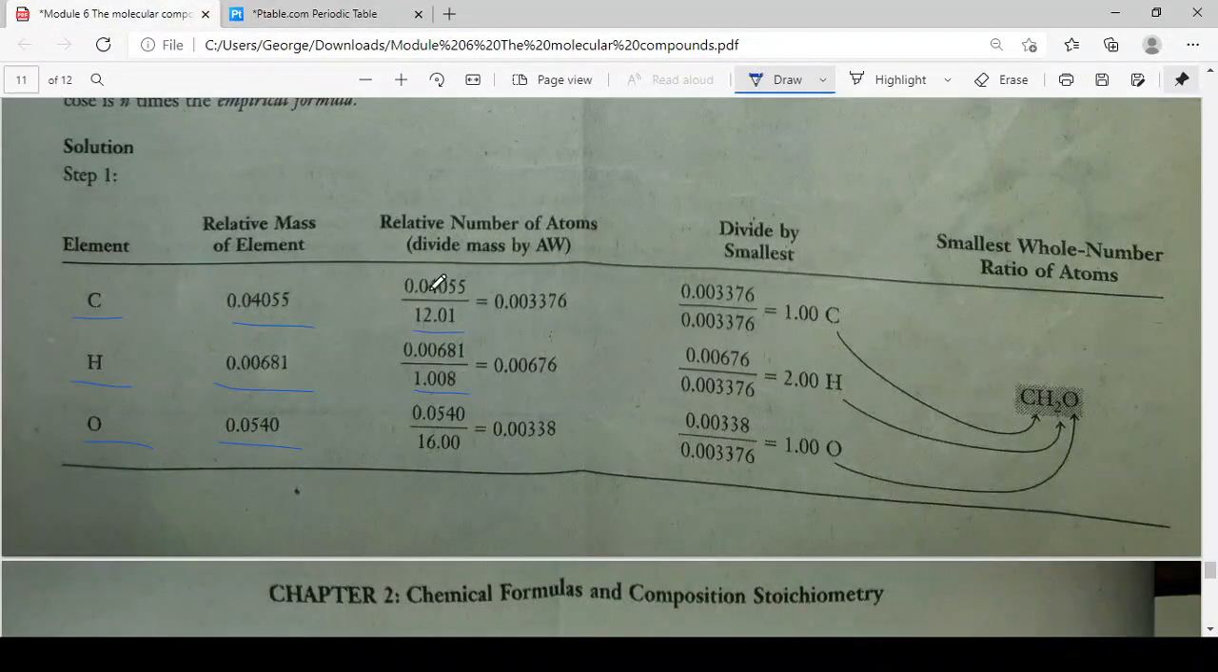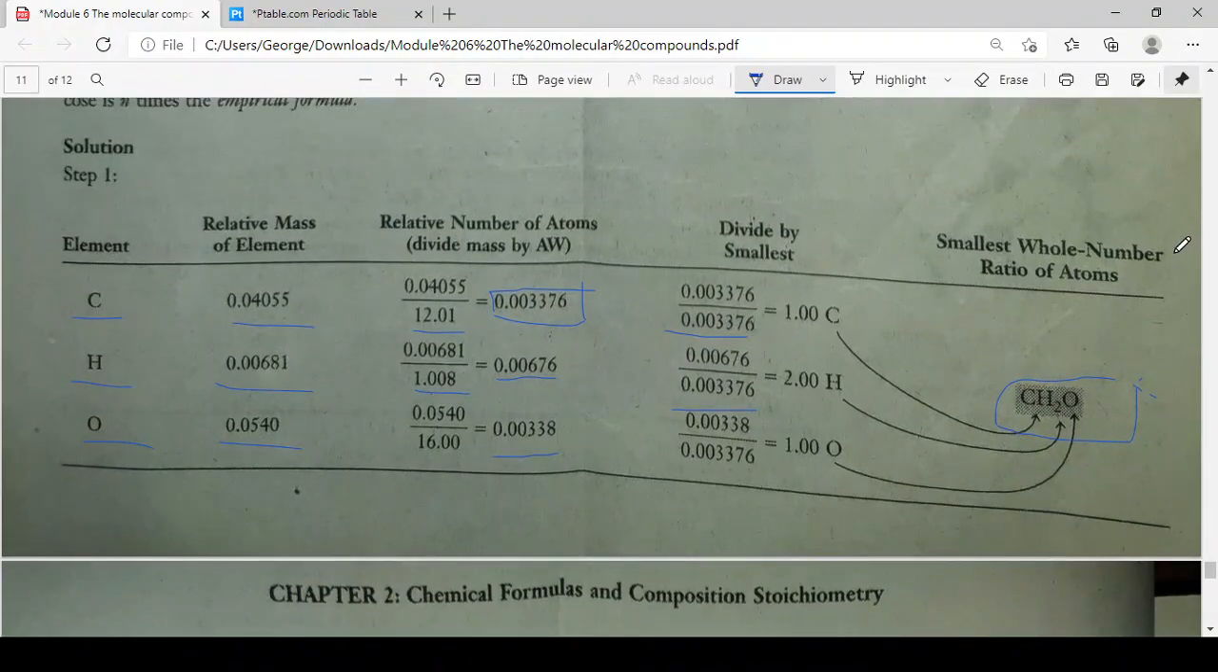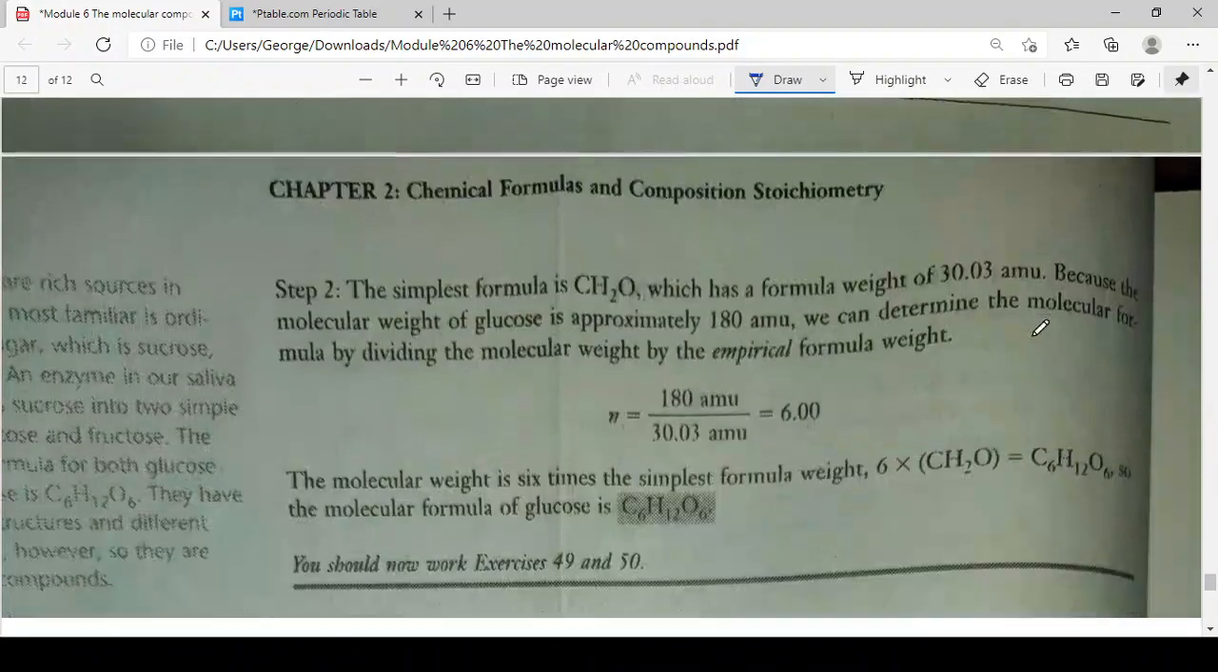Simply divide the relative mass of an element by its atomic mass and you will get the relative number of atoms. Next, divide them by the smallest number among the relative number of atoms. Who is the smallest? 0.3376. It is the smallest number here. So you divide them by the smallest and you now have the smallest whole number ratio: carbon has 1, hydrogen is H2, and oxygen is 1. What do we do next to get the molecular formula?